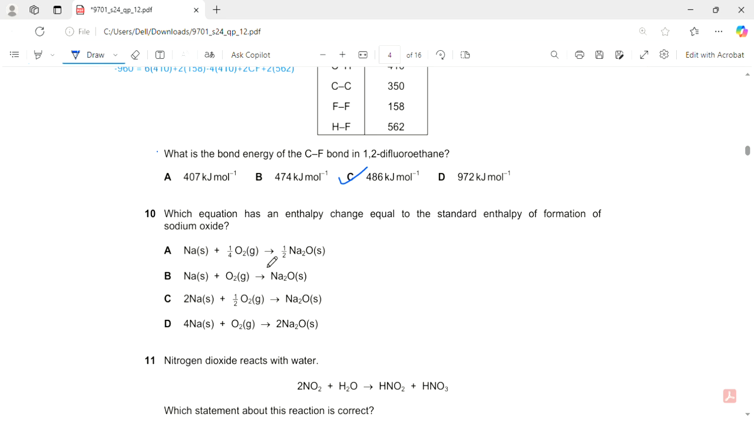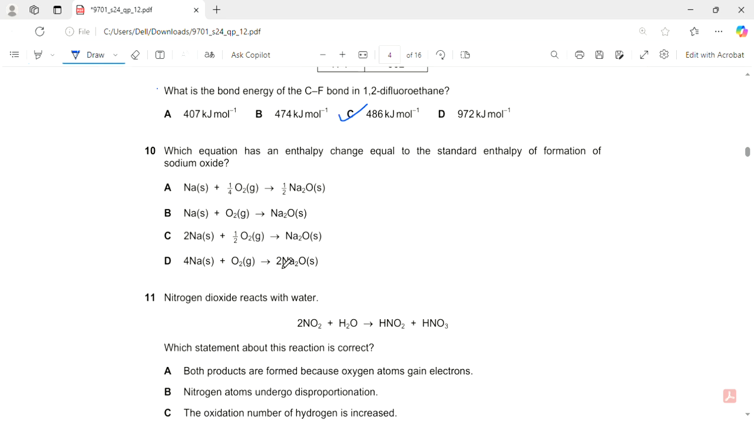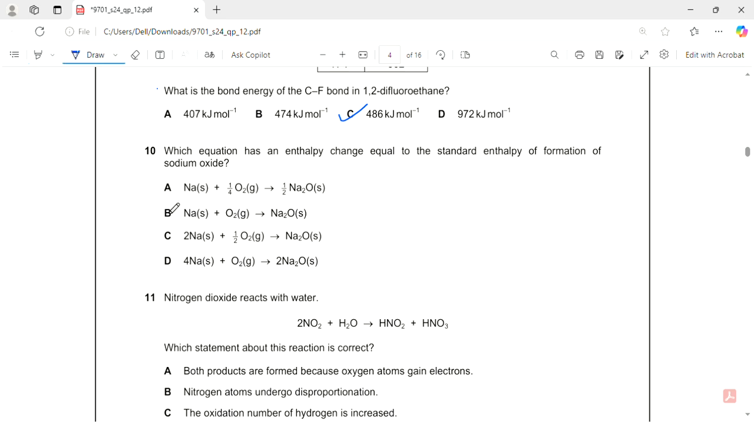We all know the definition of the standard enthalpy change of formation of sodium oxide, because 1 mole of compound is formed from its elements under standard conditions. So A cannot be the answer because we have 1/2 mole, half a mole, not 1 mole. So A is not correct. Move to B. Yes, we can see here 1 mole is formed, but the equation is not balanced. So B is also not correct.